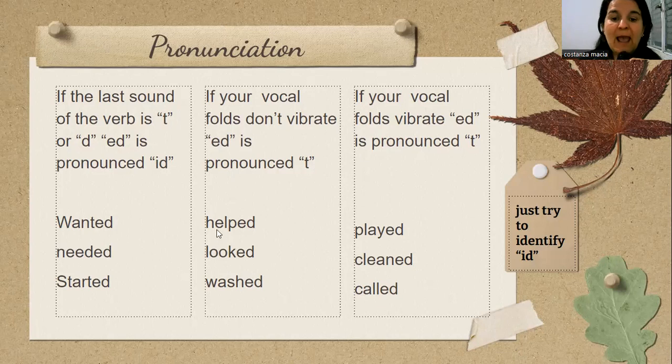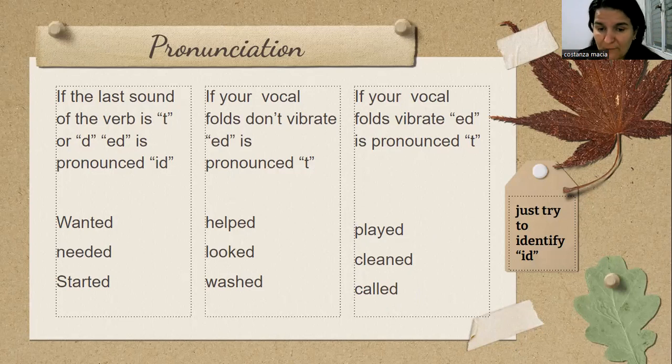For example, helped, looked, washed. Listen, I didn't say helped, looked, washed. No, helped, looked, washed, a t. But if my vocal cords vibrate, I say d: played, cleaned, called. What happens? It's very difficult to identify. Is it vibrating? Is it not vibrating? We are trying to think in English.